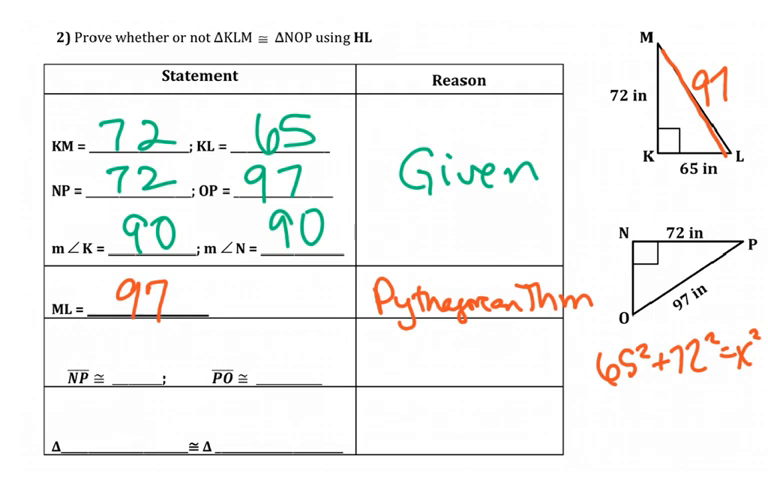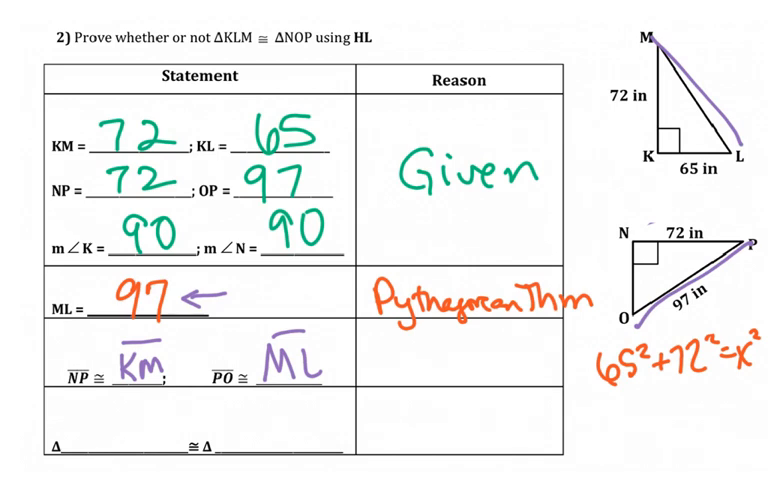The next statement says NP is congruent to what? It's congruent to MK, or KM. I'm going to say it that way because it's going to start at the 90-degree angle and go to the other one. I find that very helpful when I get ready to write my congruent statement. Same thing, PO. So 97 is equal to ML. They are both 97.